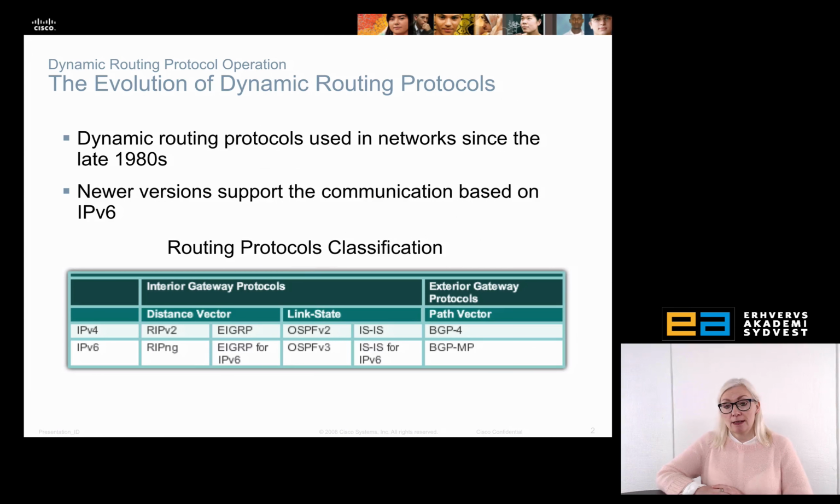When we look at dynamic routing protocols, it's something that has been used since the late 1980s. And there are different versions and different types depending on what kind of network we have and what kind of protocol we would like to use. For instance, we have the older and simpler ones, which is RIP, and we have some more advanced ones, for instance, OSPF and IS-IS. And many of them will also function with IP version 6.